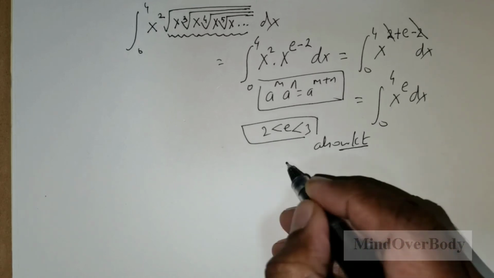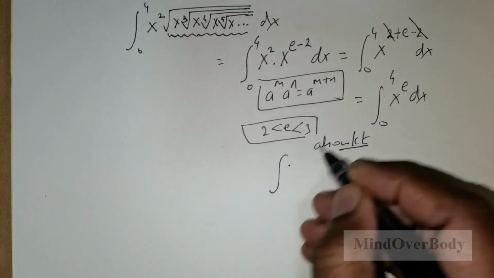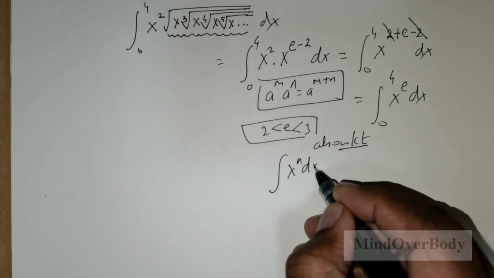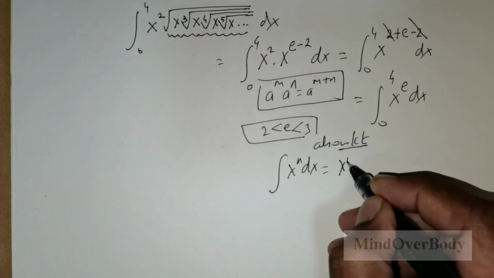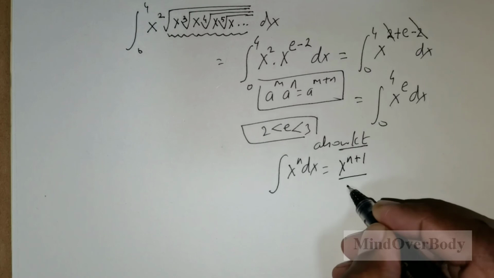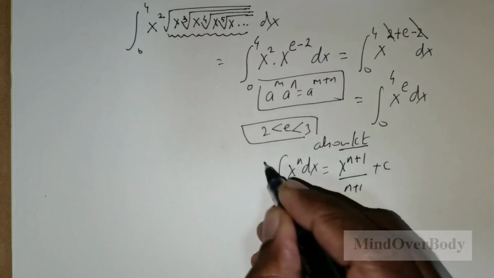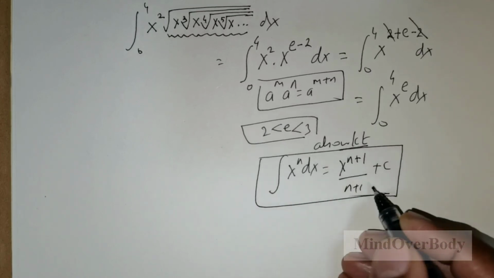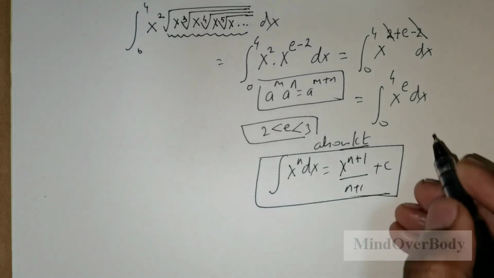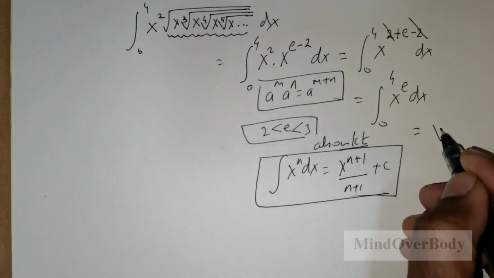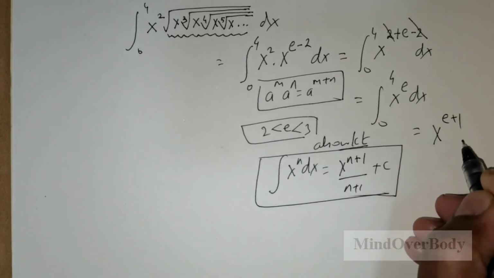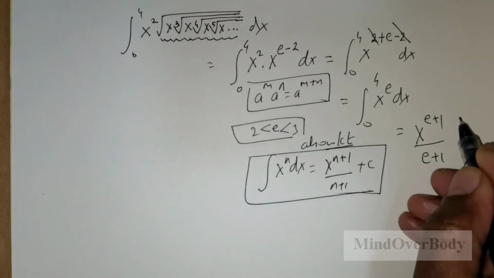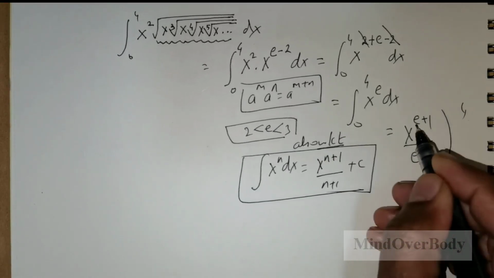that integral x raised to the power n times dx is equal to x raised to the power n plus 1 divided by n plus 1, plus a constant. See, we know this formula. Now because we know this formula, this is rewritten as x raised to the power e plus 1 divided by e plus 1. The limits are 0 to 4.